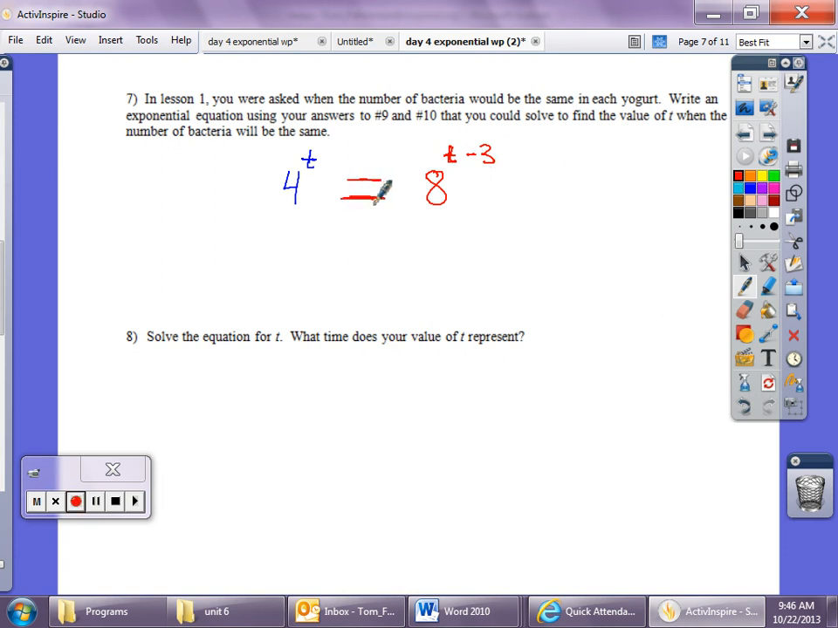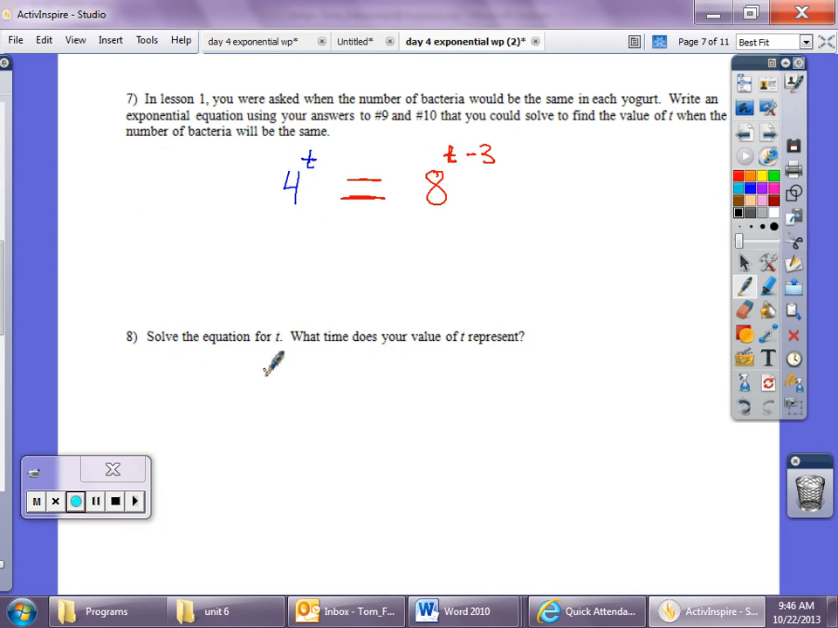Because t stands for time, I could say I want it at 11:12. Well, t would be 12, or 11:09, so t would be 9. So t is our time. We don't know what the time is. We don't know how many 4s we want. And now it says to solve the equation for t.